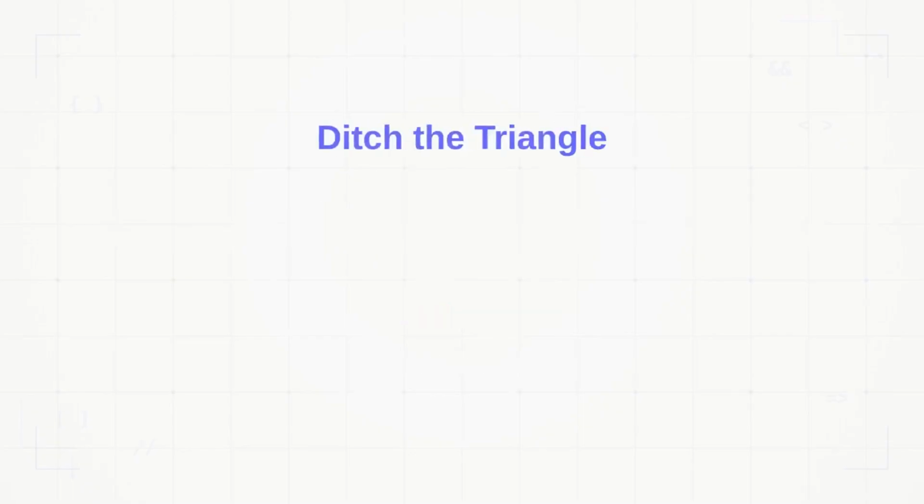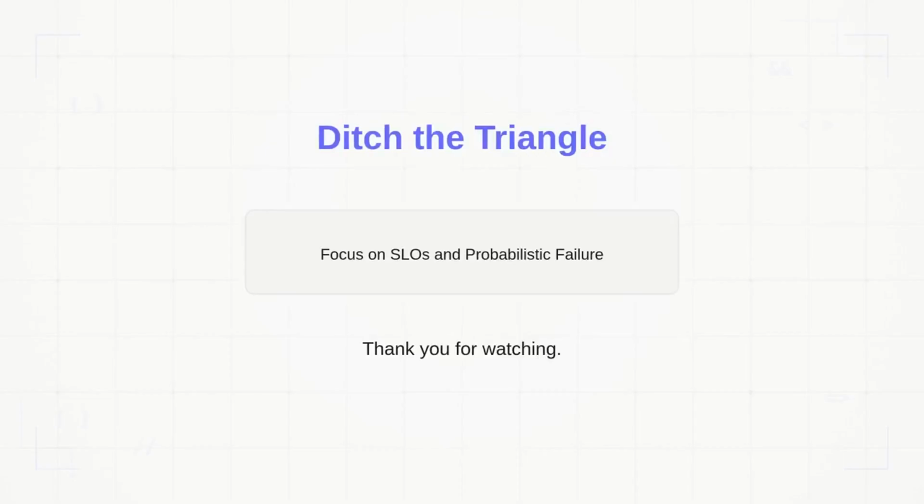So if CAP is a lie, what should we use instead? First, stop thinking in pick two. Instead, start thinking in trade-offs under failure. Ask yourself, what happens to my system when the network drops 5% of packets? Then think about PACELC. How much latency am I willing to tolerate for consistency when everything is normal?